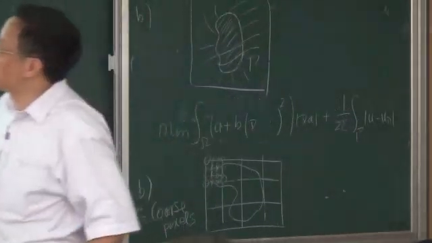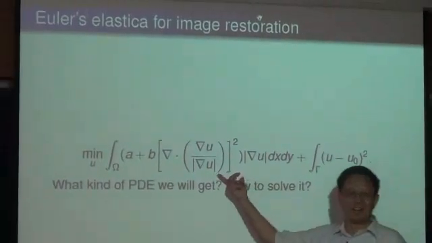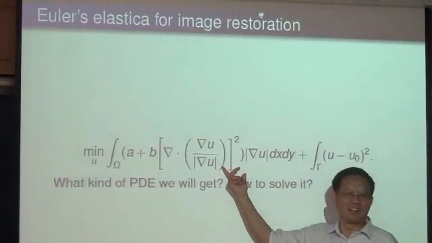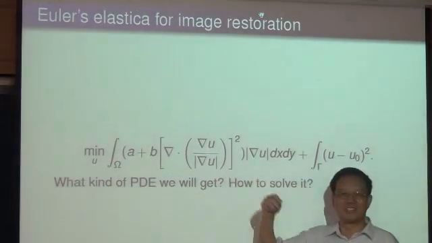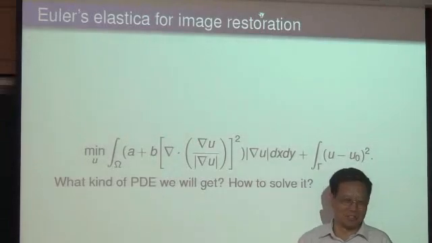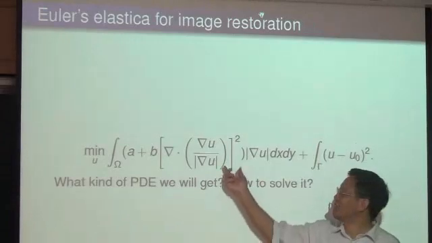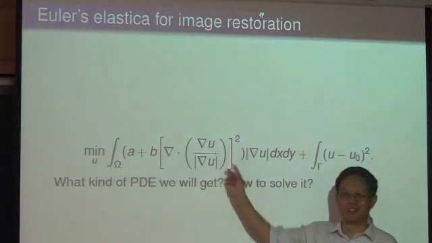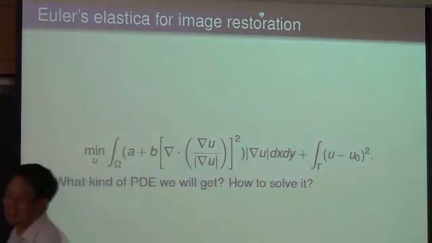But the problem is how to solve this equation. This equation is very complicated. In the paper by Chan, Kang, and Shen, there's a derivation of the Euler-Lagrange equation. I can't do it by myself. To find the Euler-Lagrange equation for this term, I can't manage. It was very, very complicated.